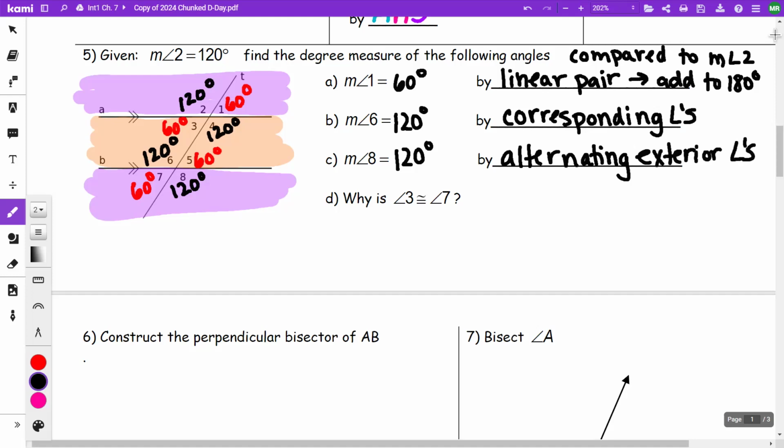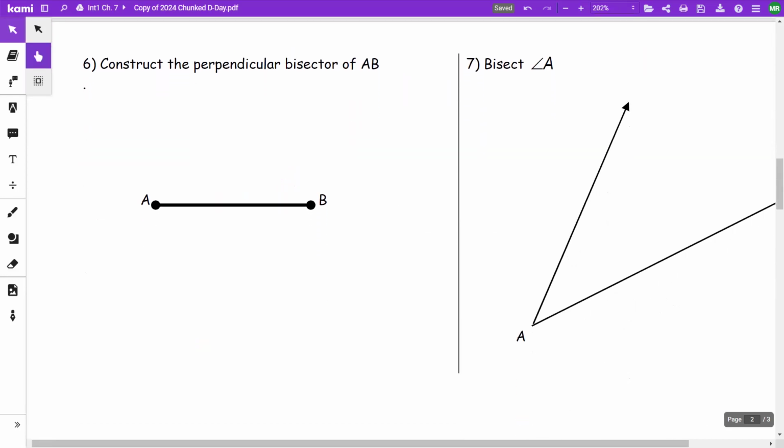Now it's asking us, why are angles 3 and 7 the same? So 3 and 7 are the same because they are corresponding angles. That's what they are called, corresponding angles. Now, the next section is dealing with constructions.